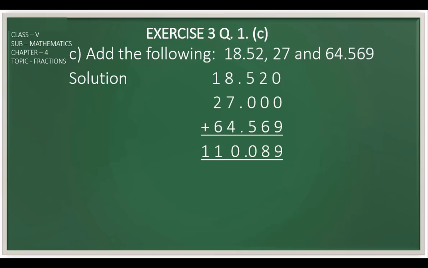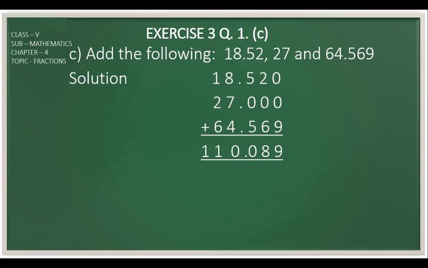Exercise number 3, question number 3A. Sita eats 50 gram of rice, 20.75 gram of dal and 37.925 gram of vegetables. What is the total intake of Sita? So the solution will be: Sita ate rice 50 grams, Sita ate dal 20.75 grams, Sita ate vegetables 37.925 grams. So the total intake of Sita will be 50 grams plus 20.75 grams plus 37.925 grams.